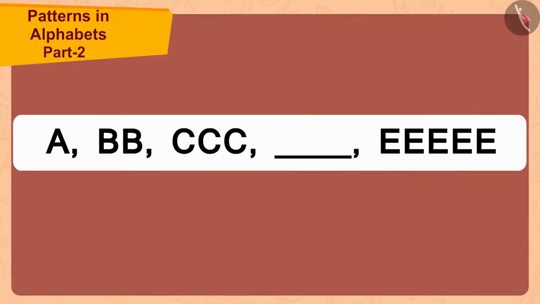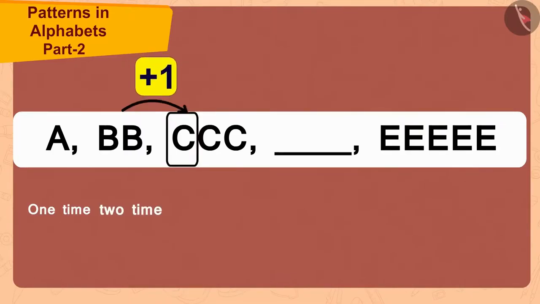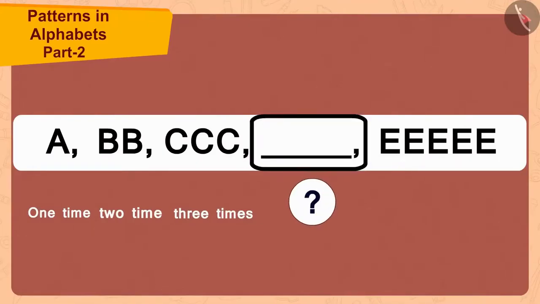Here, the letters are written in sequence. And each time the letters are being added to the pattern, the number of times that letter is being repeated is also increasing by 1. For example, the first letter A is written only once, while the second letter B is written twice, and the third letter C, once more than B, has been written 3 times. In this way, how many times will the letter D be repeated in the blank space? Exactly, 4 times.